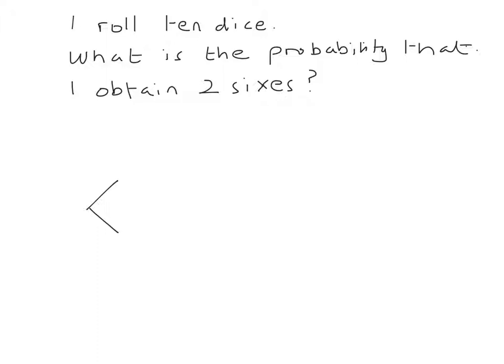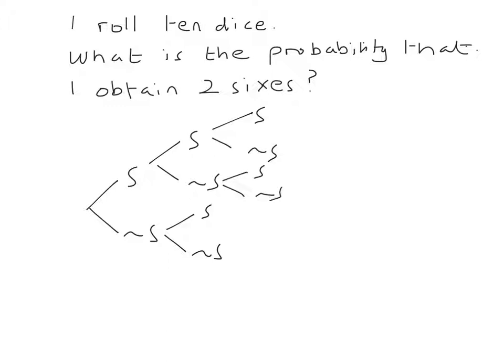The first event, I either get a 6 or I don't get a 6. Second event, 6, not a 6. 6, not a 6. Third event, 6, not a 6. 6, not a 6. 6, not a 6. And so on. So far on this diagram I've gone 1, 2, 3. I need to draw another 7 sections, and obviously the number of branches is doubling each time. This is going to take a long time, possibly a couple of hours. So let's think if we can find a shortcut for that.